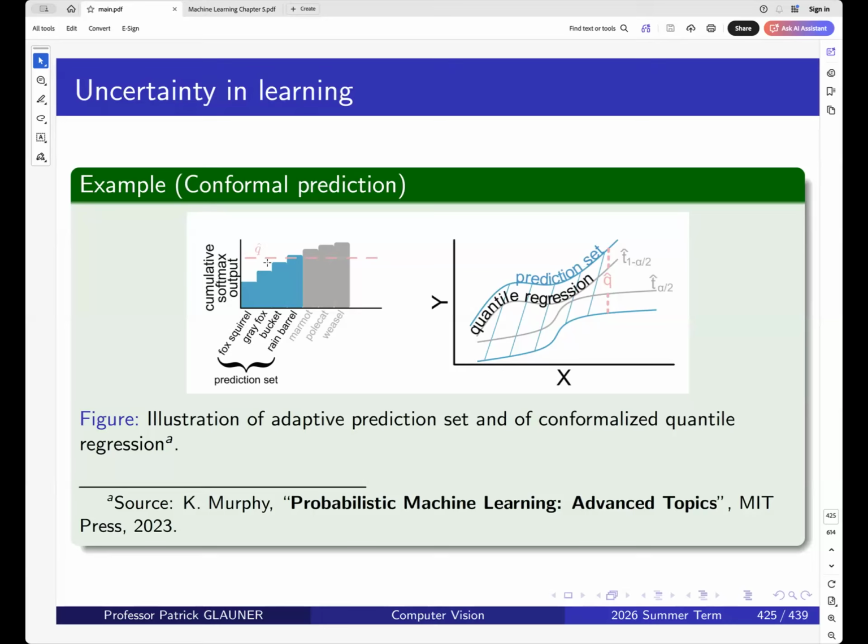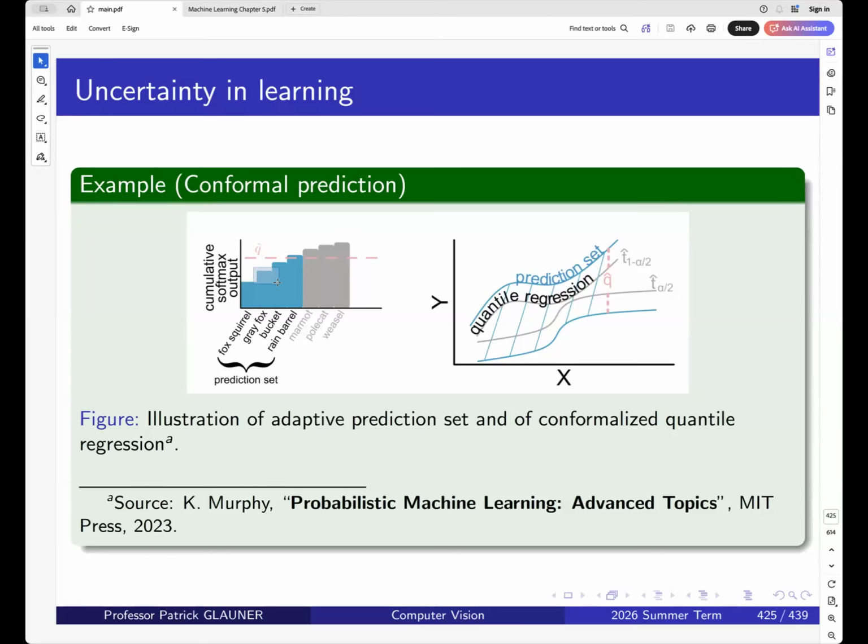And also, if we have a classification problem, say we have an image and there could be lots of different animals in it, or we want to classify the image based on the animal. We have a lot of different possible classes. The prediction set would be what we have here, a cumulative softmax output. Cumulative means this one here, fox squirrel, is the largest output from the softmax function.